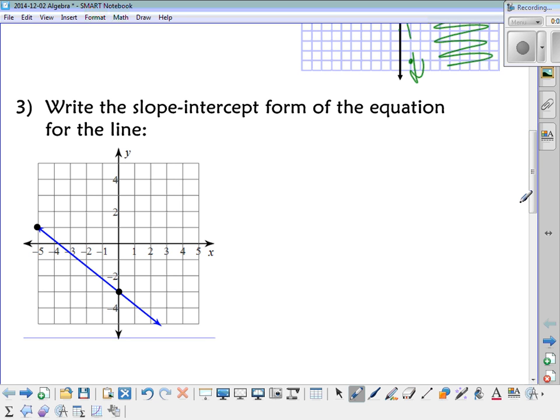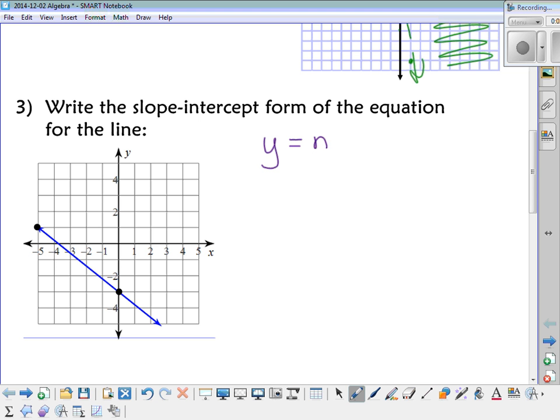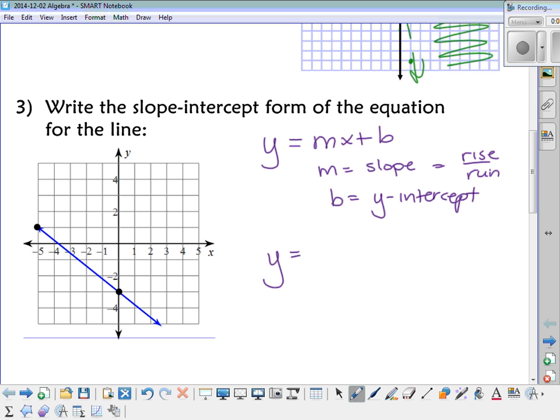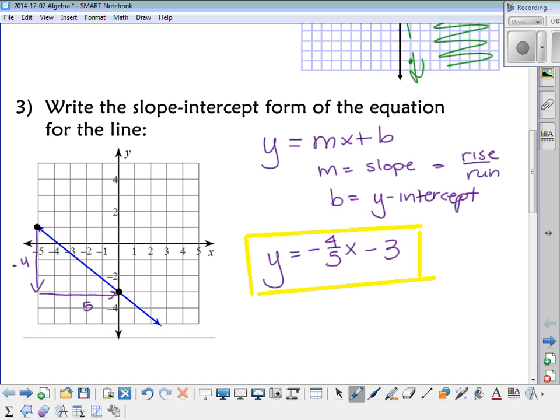All right, number 3, we have to write the slope-intercept form of the equation of the line. So slope-intercept form is y equals mx plus b, where m is the slope, which is rise over run, and b is the y-intercept. So in this case, I can figure out my slope. I'm going down 1, 2, 3, 4, and to the right 1, 2, 3, 4, 5. So my slope is -4/5, and then it's crossing the y-axis at -3, so my y-intercept is -3. So the equation for that line is y equals -4/5 x minus 3.